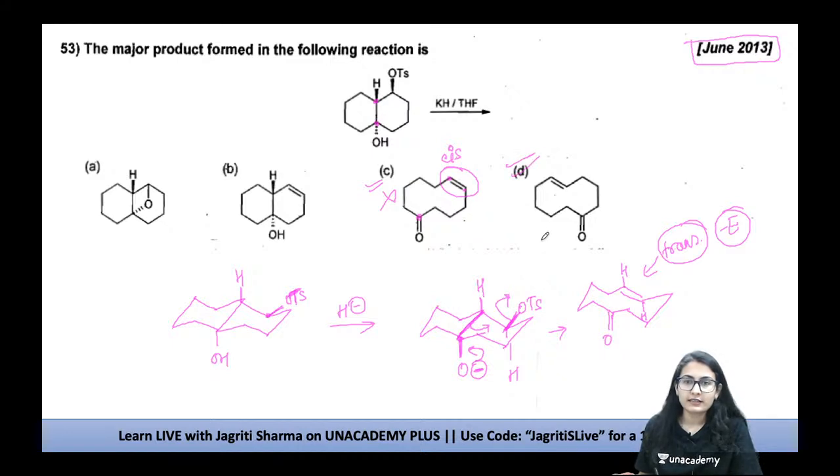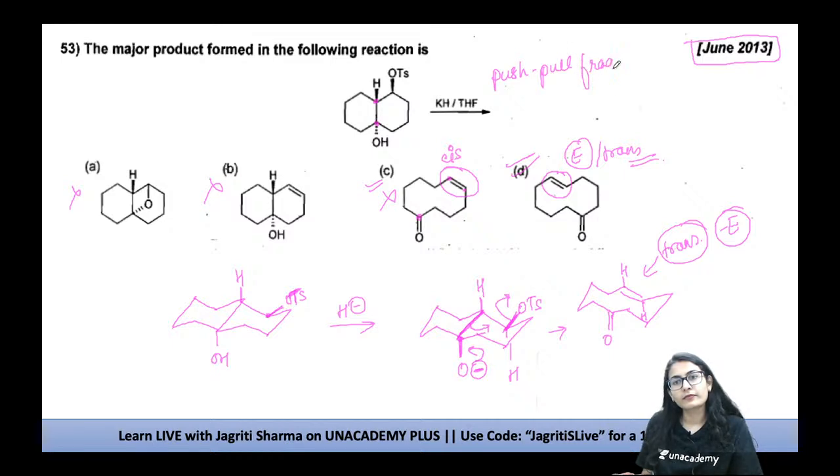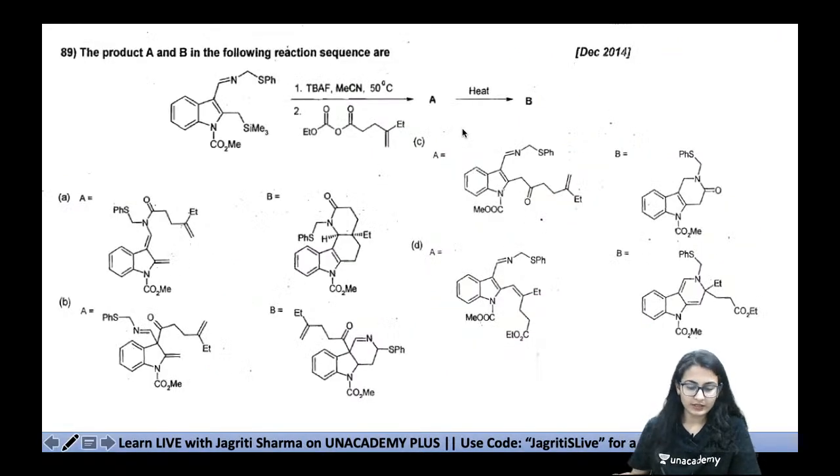Option number D is correct because here we have the E bond, or the trans bond. Definitely it is correct. Yes, very good all of you. So A and B are completely wrong because we are having push-pull fragmentation. Very popular reaction, guys, and very easy as well. Now we move onwards.